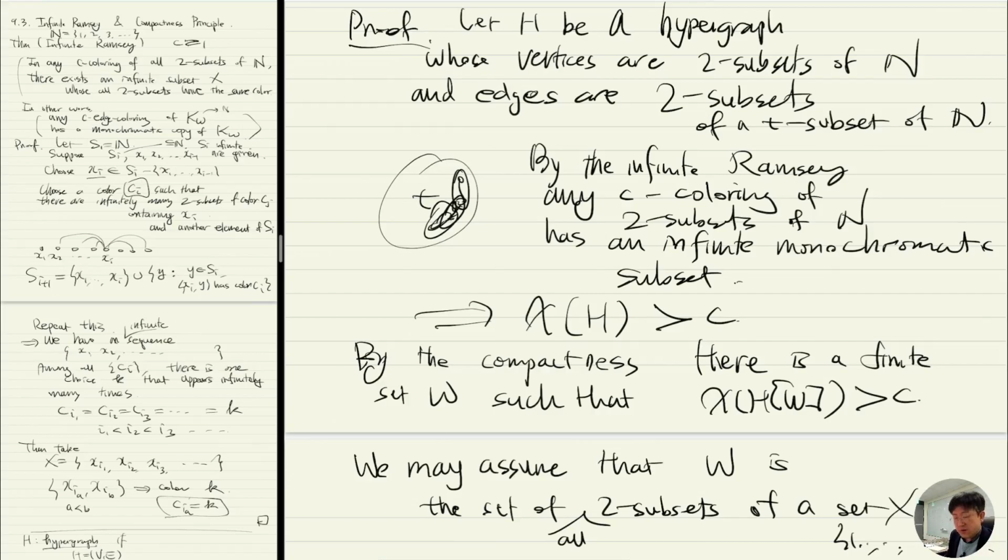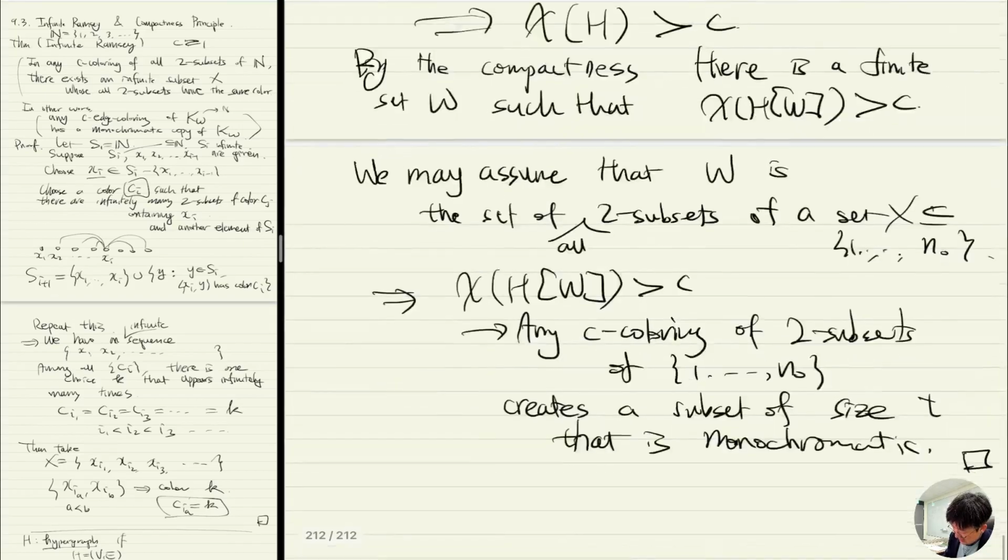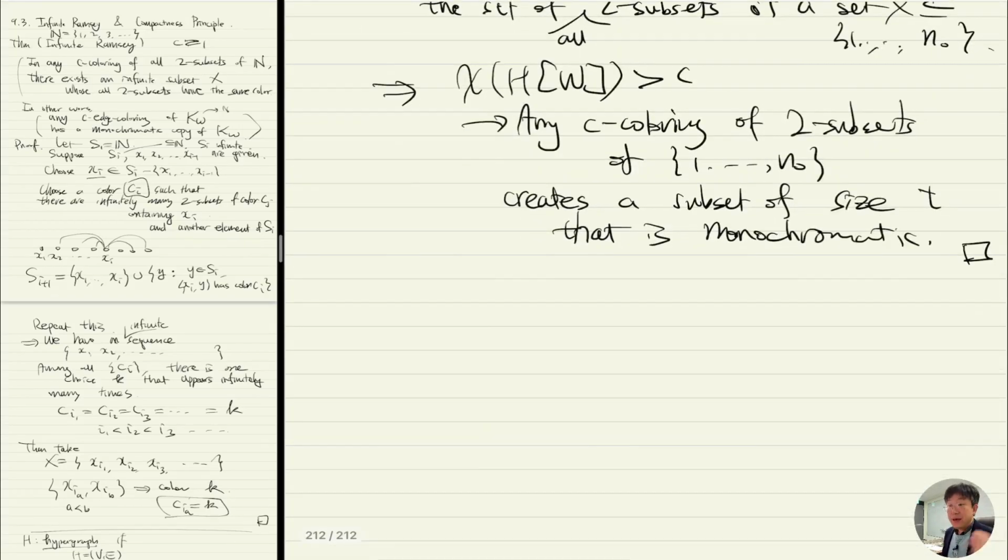Now, let me go back here. So we constructed this hypergraph by infinite Ramsey. Any C coloring must create a monochromatic infinite subset. Inside the infinite subset, you must have a t-subset, and that's why these edges are monochromatic. So the chromatic number has to be bigger than C. All right. So this infinite version implies the finite version of Ramsey's theorem. And this is true for many other variants, which we are going to cover. So whenever we have an infinite version, we also have a corresponding finite version.